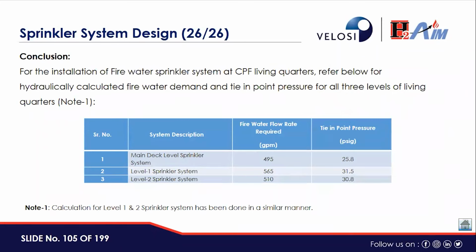For the installation of fire water sprinkler system at CPF living quarters, refer below for hydraulic calculations, fire water demand and time point pressure for all the 3 levels of living quarters. So fire water flow rate required for the main deck was 495 gallons per minute and time point pressure was 25.8. Similarly, for level 1 and level 2, we have calculated the fire water flow rate requirement and time point pressures. So calculation for level 1 and level 2 sprinkler system was done in a similar manner.